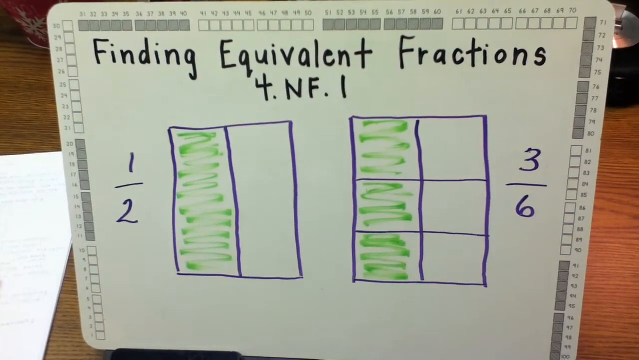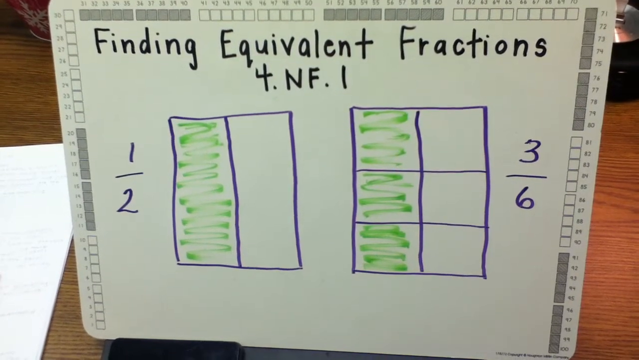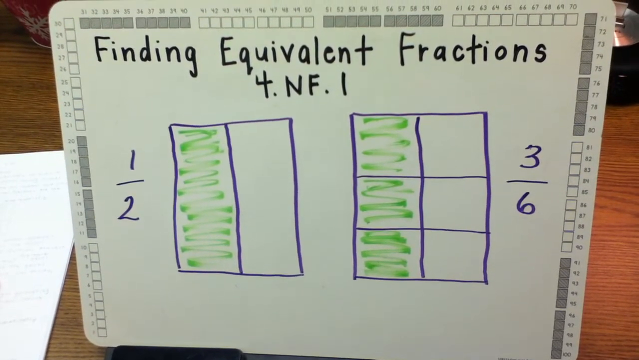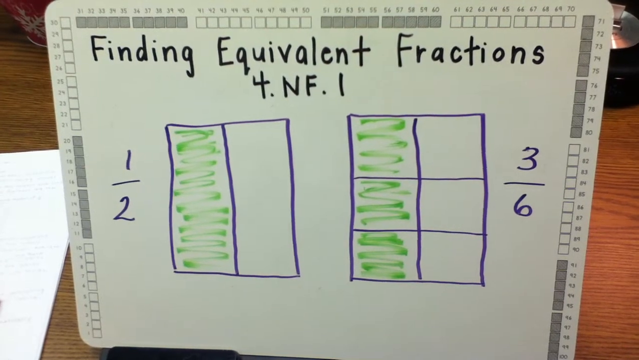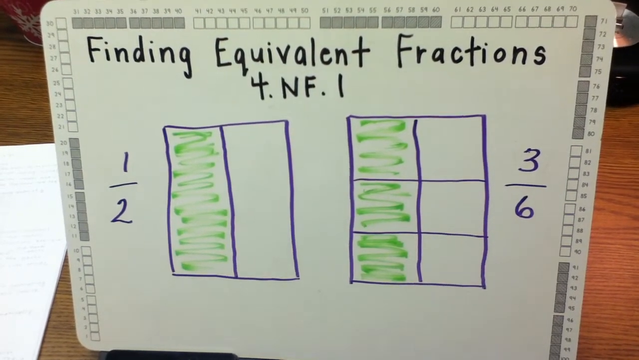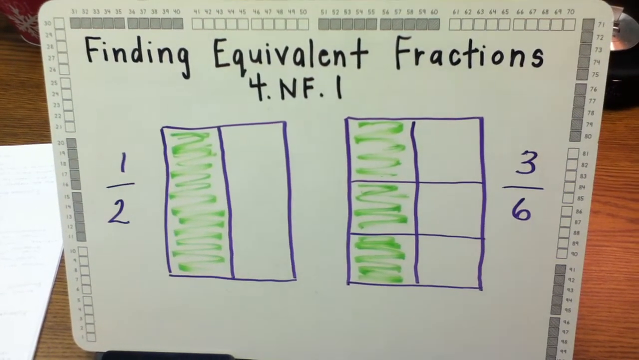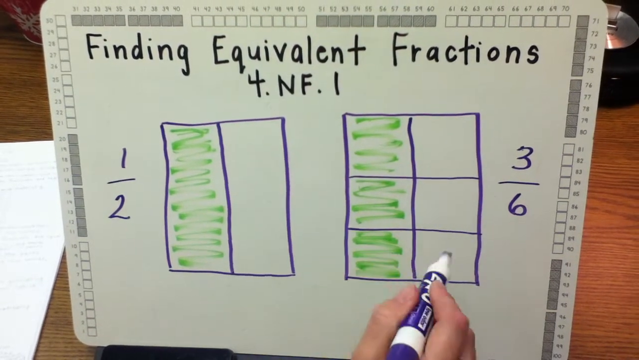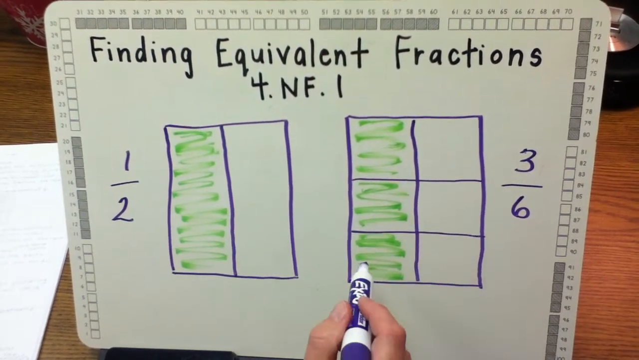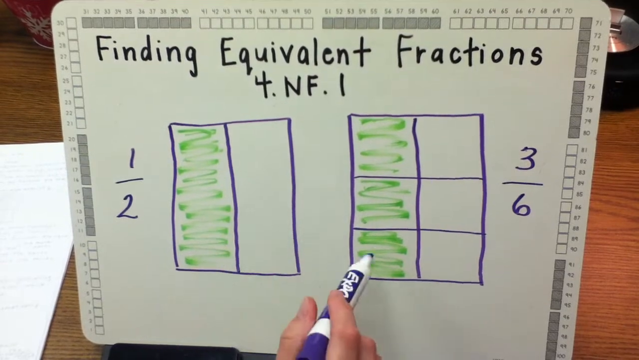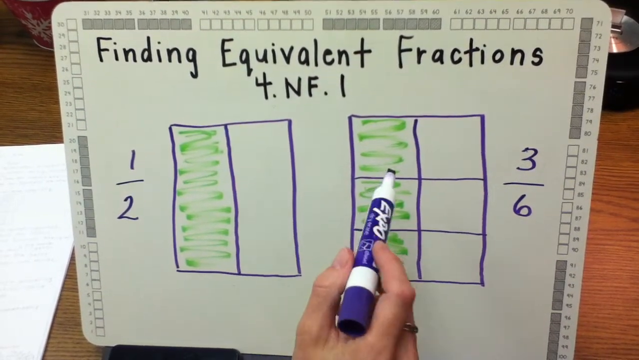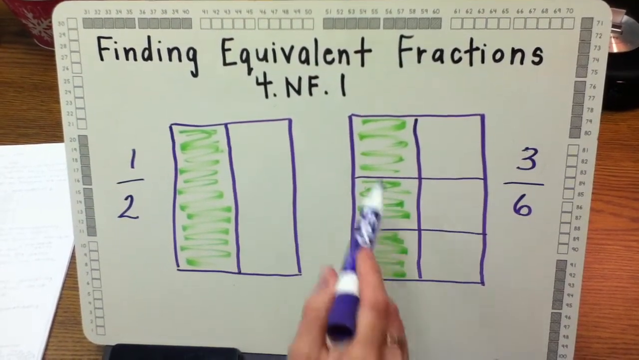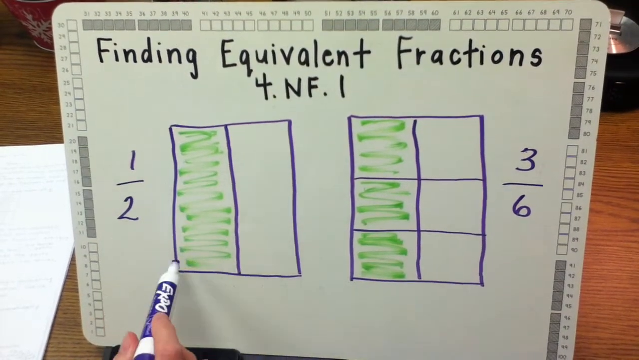students should recognize that the models represent different fraction names, but that they show the same quantity, so the fractions are equal. So they should then be able to expand their reasoning by saying that there are more parts in the second model, but that the parts are smaller. So each half has been split into thirds. So here I have 3 pieces, but my pieces are smaller than the 1 piece here.